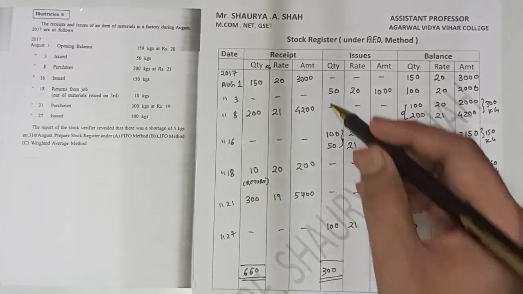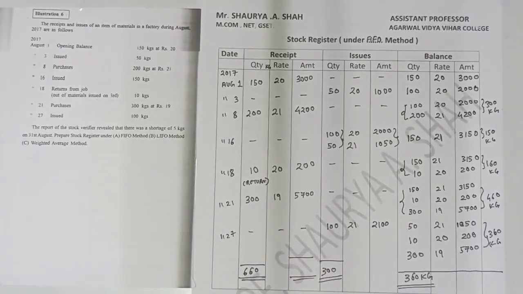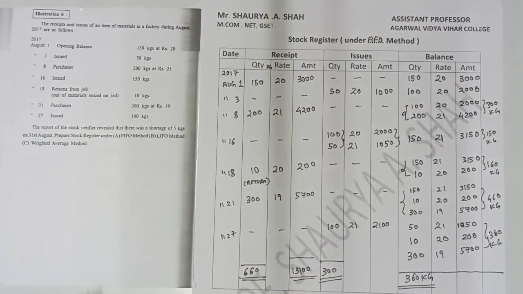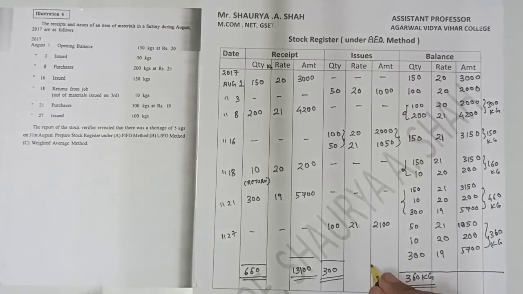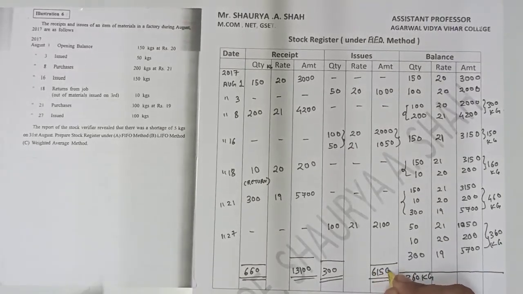Now students, also do the total of your amount side. If you do the total of your receipt amount side, it will come to 3000 plus 4200 plus 200 plus 5700, right? So my total of receipt side comes to 13,100. Also do the total of your issues, students. 1000 plus 2000 plus 1050 plus 2100, right? So you will get the amount of 6150, right?